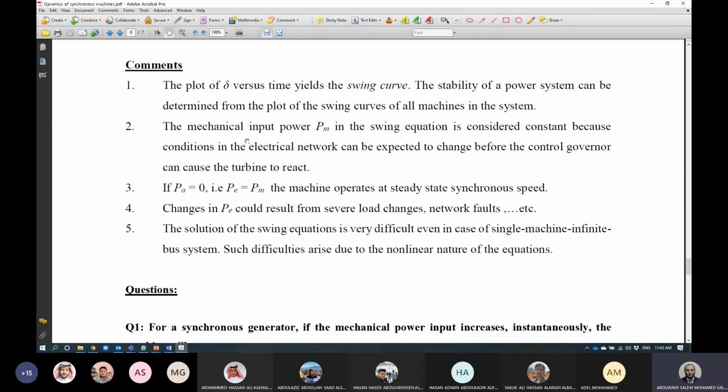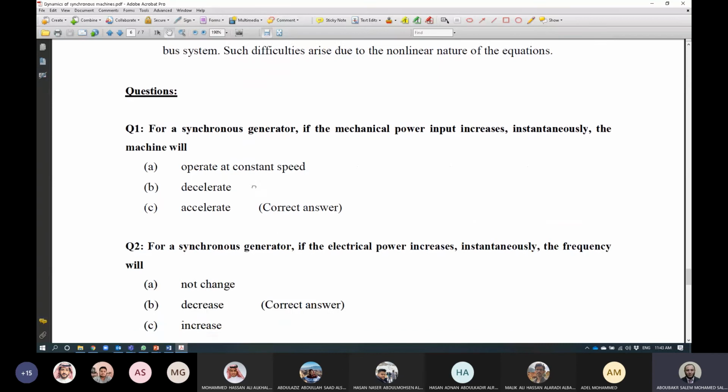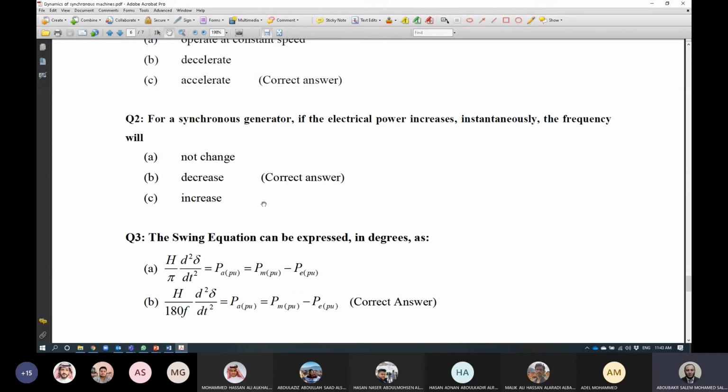So the swing equation is nothing but a dynamic equation, guys. But here we use different parameters. Okay, for a synchronous generator, if the electrical power increases instantaneously, will the frequency increase or decrease here, guys? If electrical power is increased, the acceleration will be negative. Exactly, which means the frequency will decrease. Okay? Now, if I did not mention instantaneously and I asked you at steady state, what will happen?